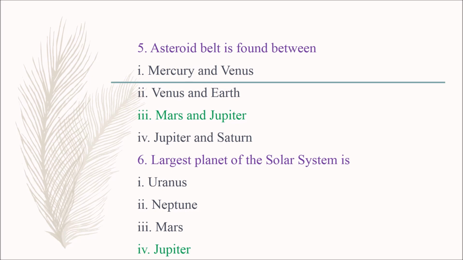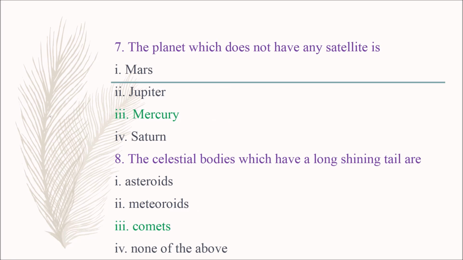Question number 6. Largest planet of the solar system is option number 1 Uranus, option number 2 Neptune, option number 3 Mars, and option number 4 Jupiter. So the answer is option number 4 Jupiter. Question number 7. The planet which does not have any satellite is option number 1 Mars, option number 2 Jupiter, option number 3 Mercury, option number 4 Saturn. So the answer is option number 3 Mercury.